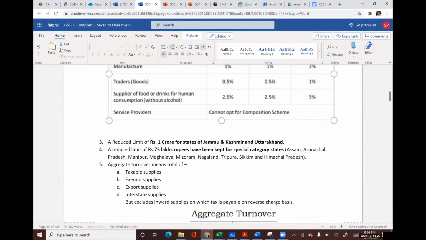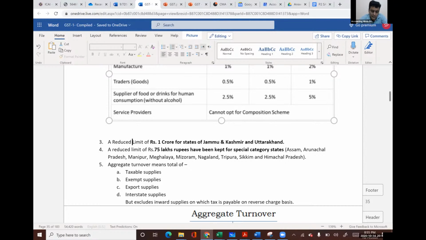Third point, sir. A reduced limit of rupees 1 crore for the states of Jammu and Kashmir and Uttarakhand. They have made this limit 1 crore. And a reduced limit of 75 lakh rupees has been kept for special category states, that is Assam, Arunachal Pradesh, Manipur, Meghalaya, Mizoram, Nagaland, Tripura, Sikkim and Himachal Pradesh. For these, they have kept the limit as 75 lakhs.